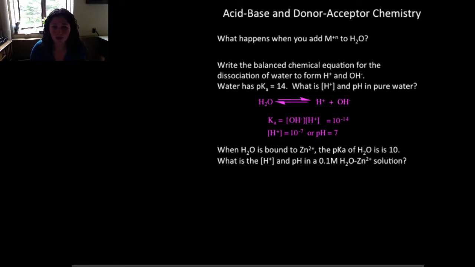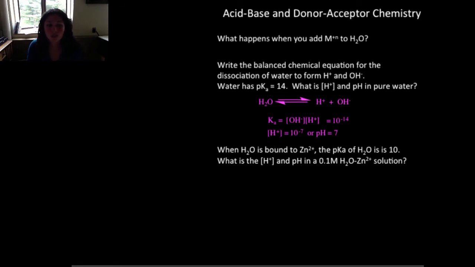Here I've given you the dissociation of water equation. You could also have drawn it with two waters going to H3O plus and OH minus. The equilibrium expression is written here, and since the problem tells you that the pK of water is 14, you know that the Ka for water is 10 to the negative 14. And so if you know that the hydrogen ion concentration and the hydroxide ion concentration must be the same, then you can solve for this hydrogen ion concentration, which is 10 to the negative 7th, or pH of 7.